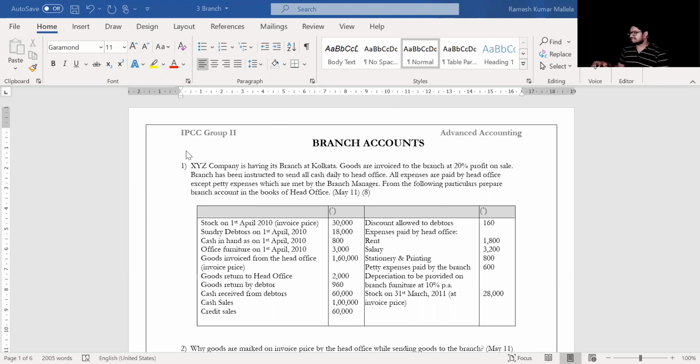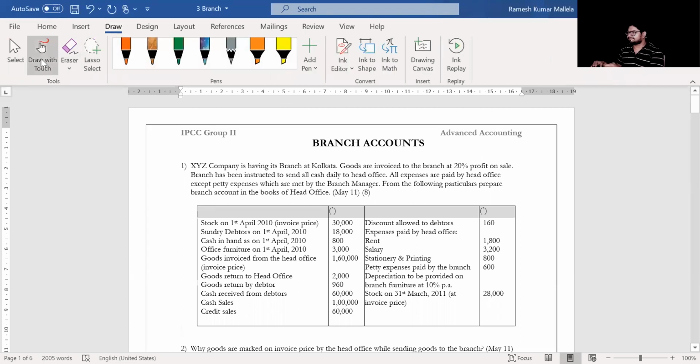Let's read the question once. He says, goods are invoiced to branch at 20% on sale. What does that mean? If I send any goods to the branch, in the sale price, 20% is the profit that I'm adding. So on sales, it is 20%, is what he says.